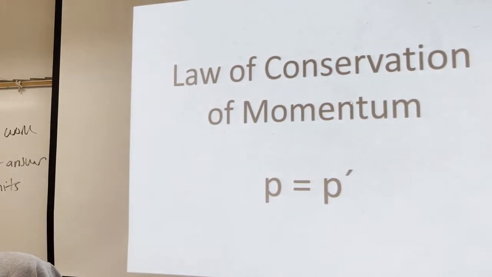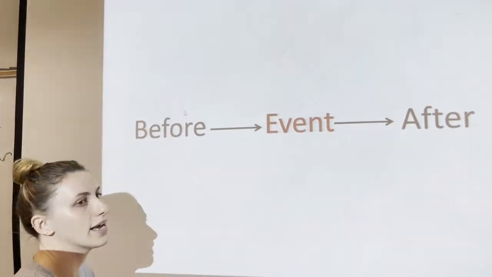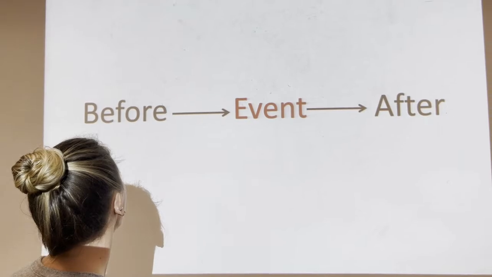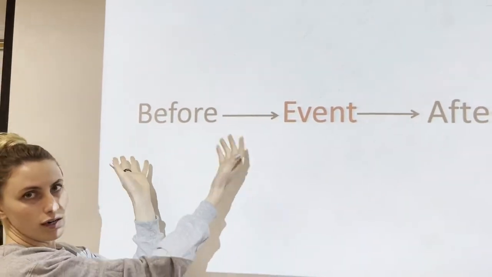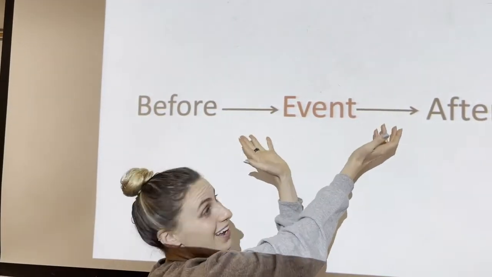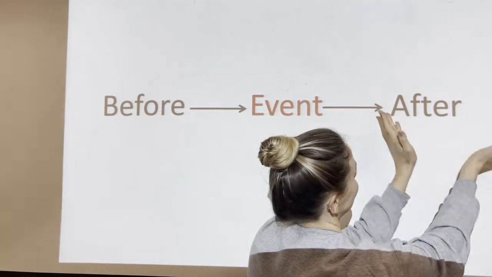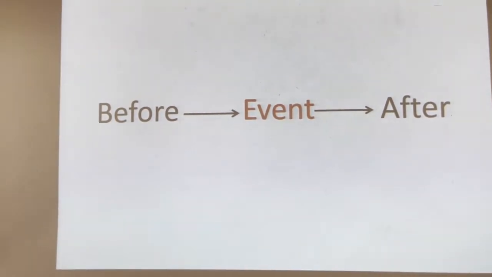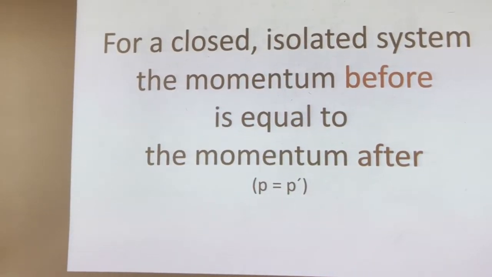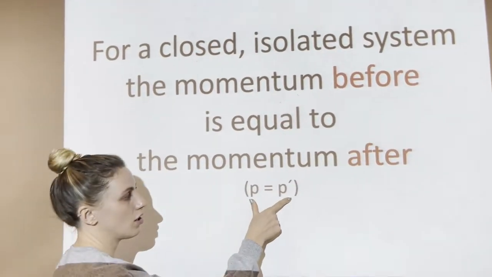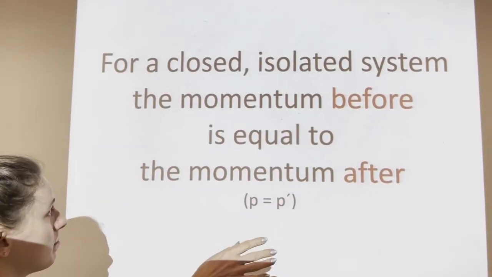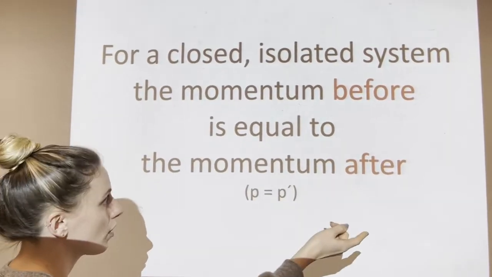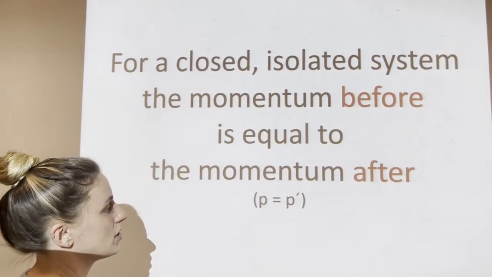So what the heck is momentum? What's happening here? Well, we have something that's happening before. We have an event. And then we have the after effects. And we need to understand that for the law of conservation of momentum, for a closed isolated system, the momentum before is equal to the momentum after.